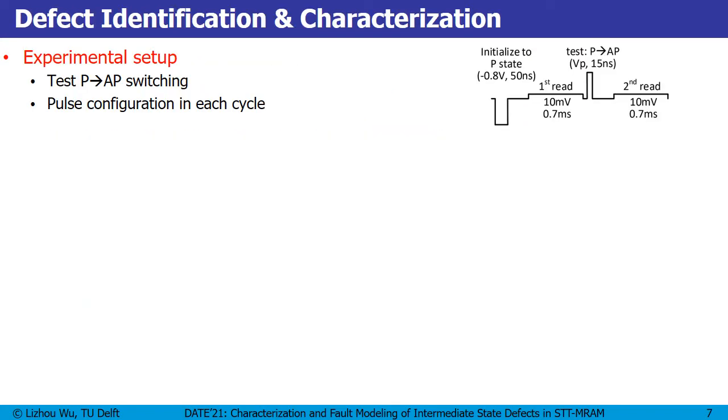Let me first explain our experimental setup to test P to AP switching. On the right side, you see the pulse configuration in each cycle. First, we apply a negative pulse to initialize the device to P state. Then we apply a small but long pulse to read back the resistance state. And then we apply a positive pulse to test P to AP switching. Again, we apply a small read pulse to read back the resistance. And we repeated this process for 10k cycles.